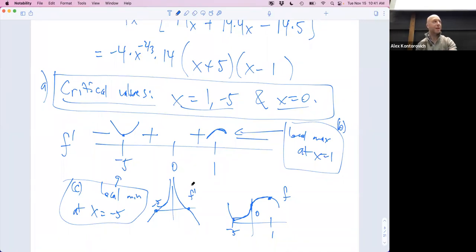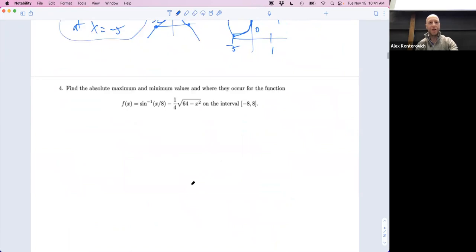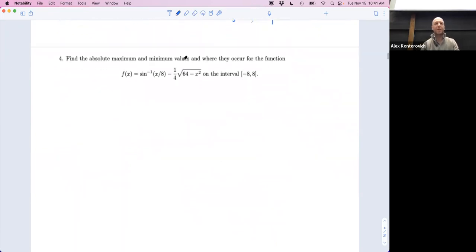So far, so good. Next. Okay, find the absolute maximum and minimum values and where they occur for this function. Oh God, that's nasty. Okay, on the interval -8 to 8. Fine. Well, first thing I'm going to do is differentiate.